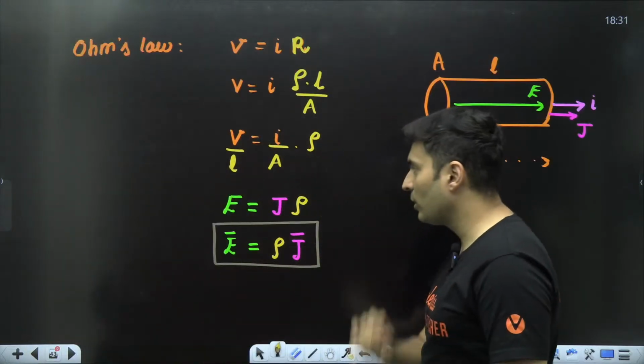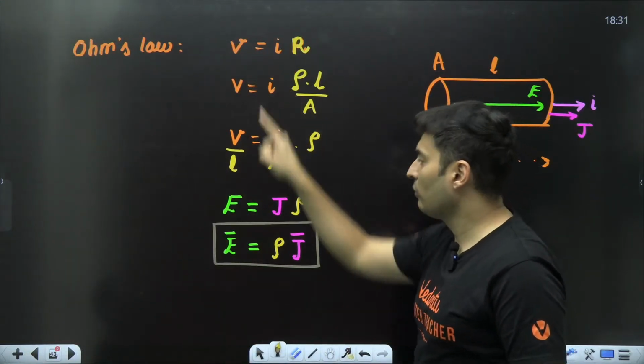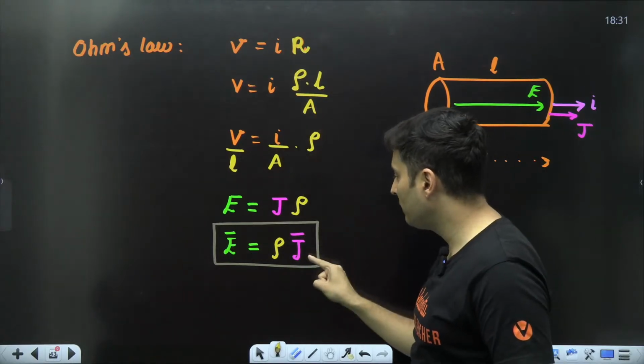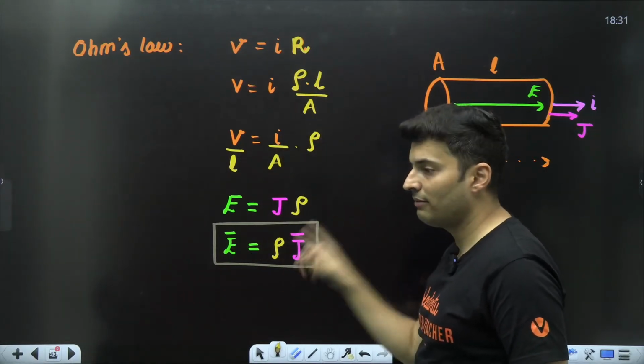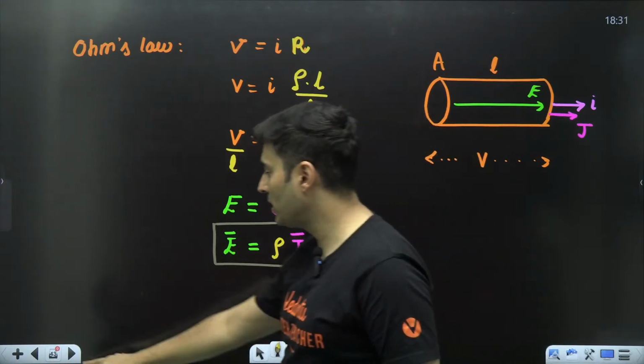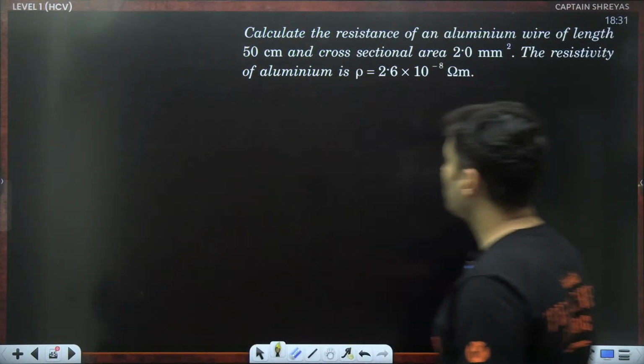More importantly, this formula, very, very important. Just like voltage, you have field. Just like current, you have current density. Just like resistance, you have resistivity. Very, very crucial, important looking formulas. Questions coming up on your screen.